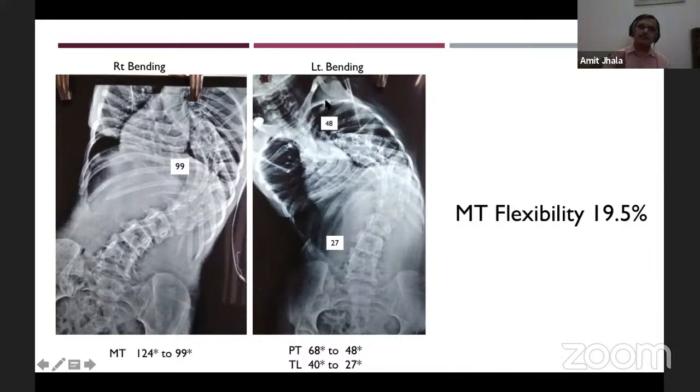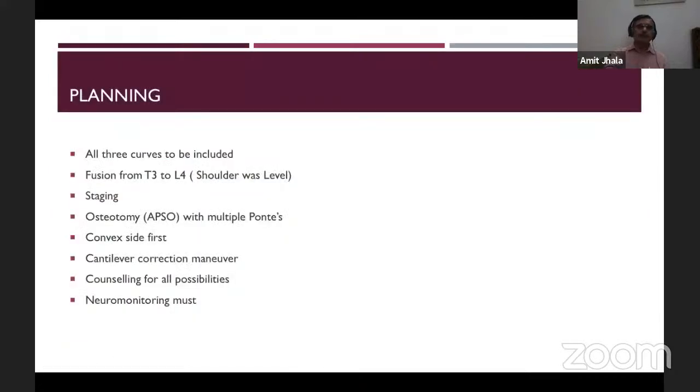So compared to the lumbar, the proximal thoracic and main thoracic were quite rigid curves, and the main thoracic flexibility was around 19.5%. That means it was a fairly rigid deformity. So what was the plan? All the three curves to be included, definitely.